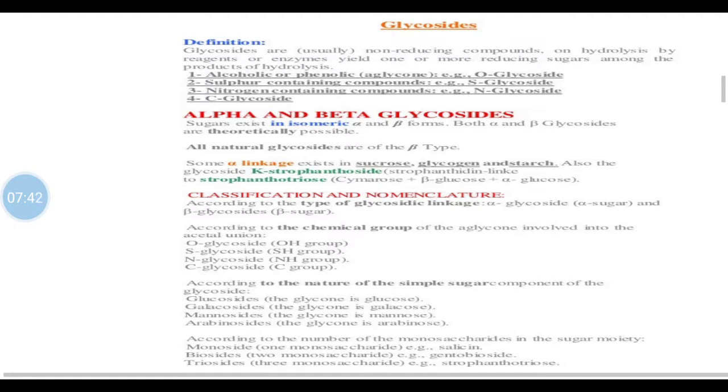According to the number of monosaccharides present in the sugar moiety, some examples are given, like salicin where one monosaccharide is present, then two monosaccharides are present in gentiobioside and three monosaccharides are present in strophanthotriose.